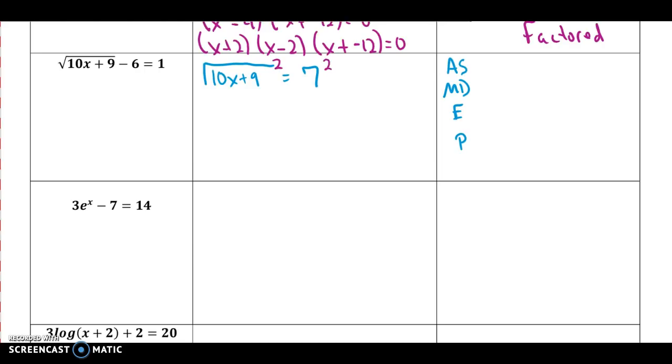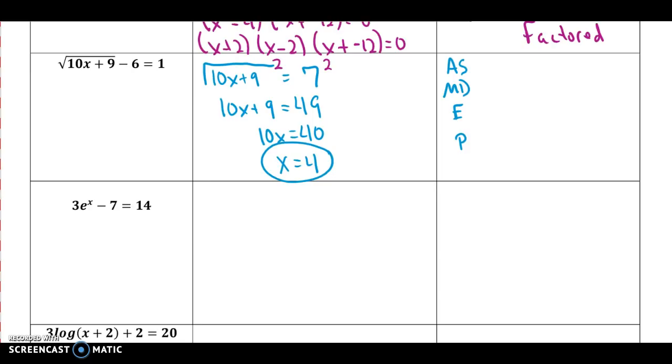So squaring the left side just gives me 10x plus 9 because the square and the square root cancel each other out. And squaring the 7, I'll get 49. And now to get x by itself, I'm going to keep working to get x by itself. So I'm kind of starting over. I'll move my addition subtraction. I'll move the 9 over. That gives me 40. And then I'll divide by 10 and I get 4.